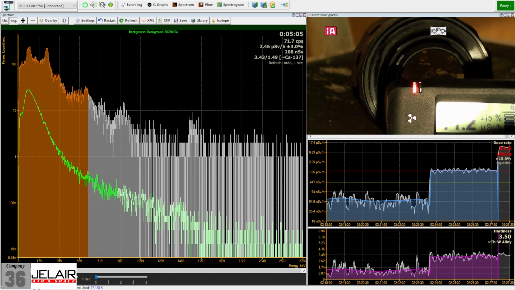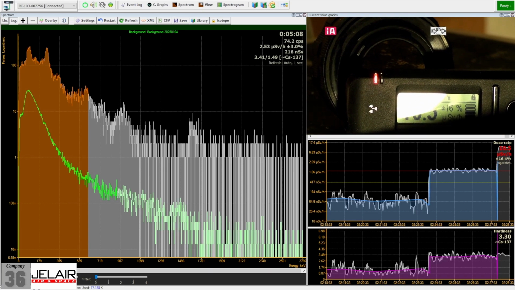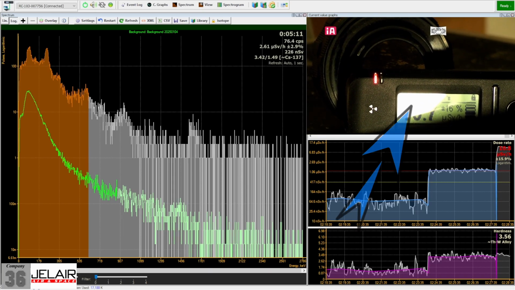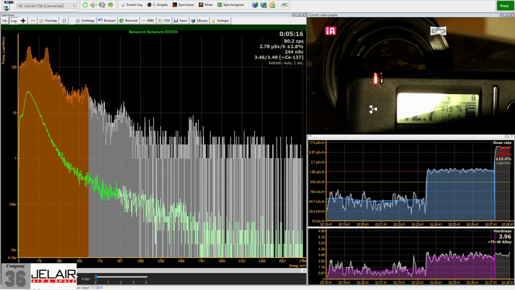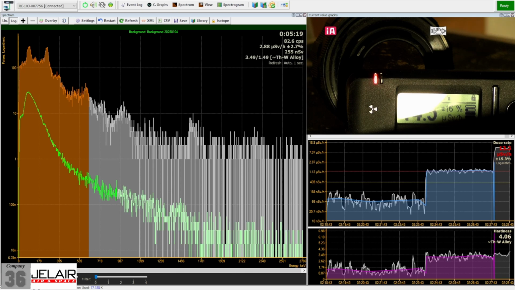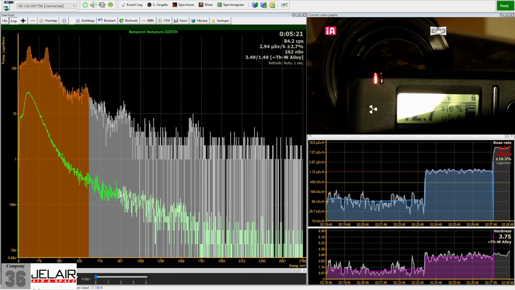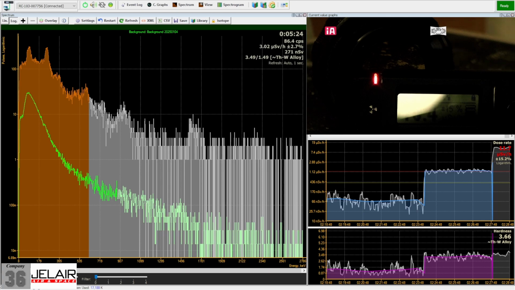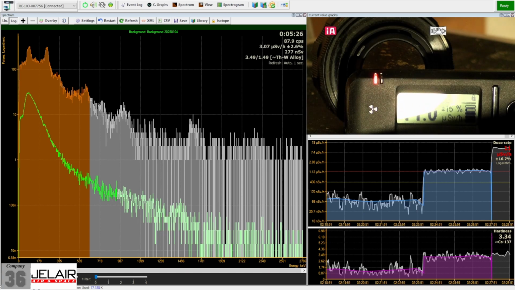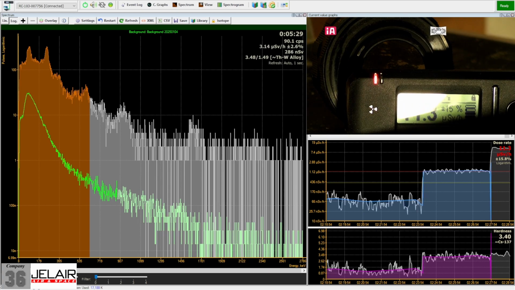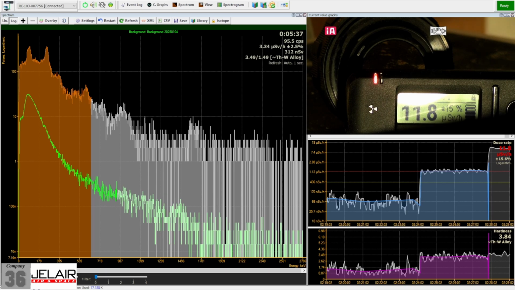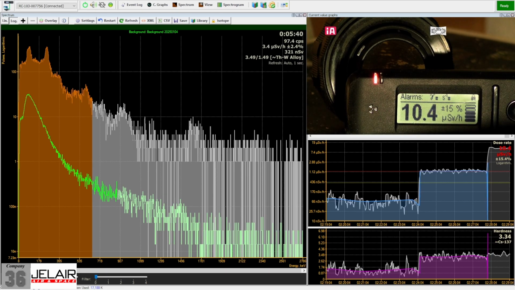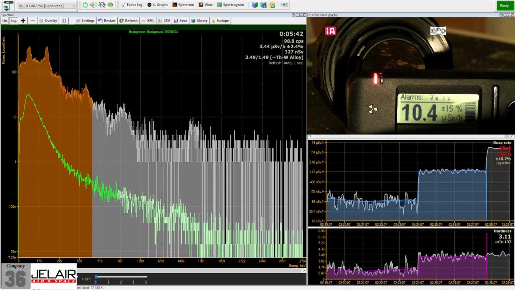I'm going to adjust the lighting now so you can better see the display on the Radiacode. That white spot there, I'm going to see if I can move the lamp. As you can see, this lens is pretty hot.